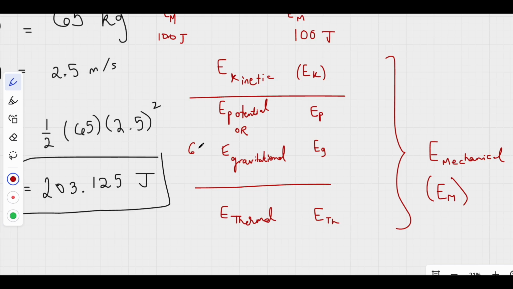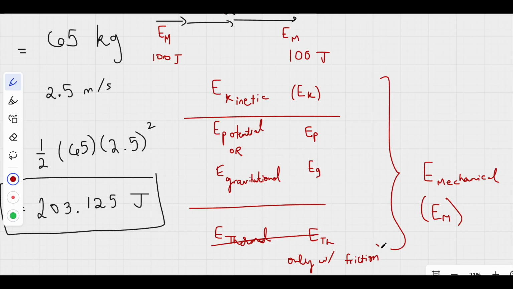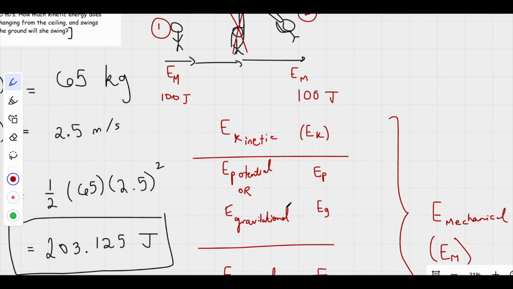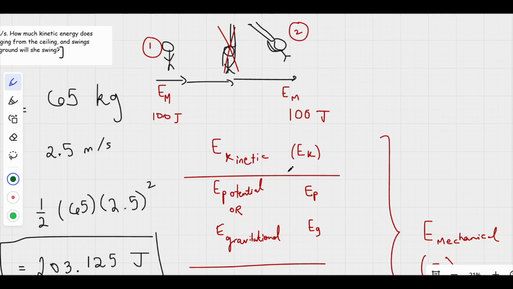And by the end, you might have 60 joules here, 0 here, and 40 here. You don't know. So this question doesn't talk about friction at all, so we can ignore thermal energy. Now we have to look at, when does an object have kinetic energy? It's going to be when they're moving. If they're moving at all, it's going to have some kind of kinetic energy.